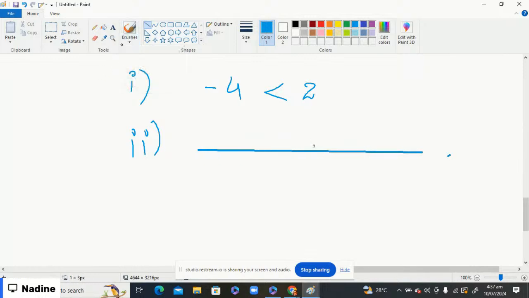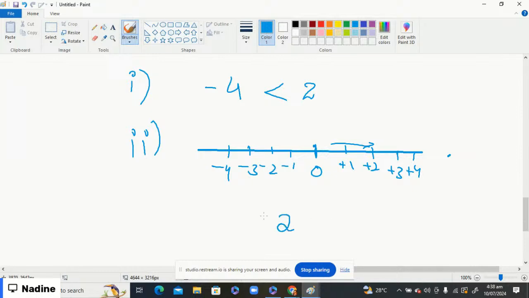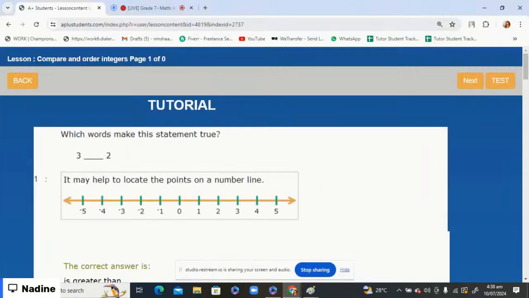and here it's 0. On that side all numbers are positive, and on this side all numbers are negative. Okay, so if they're saying 3 and 2, obviously 3 is greater than 2 with the positives, so this is the option. Okay, so here we move with that one. So 3 is greater than 2.